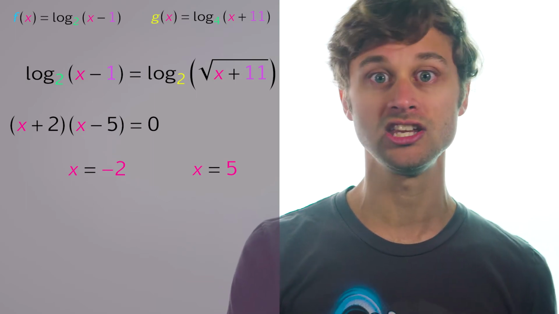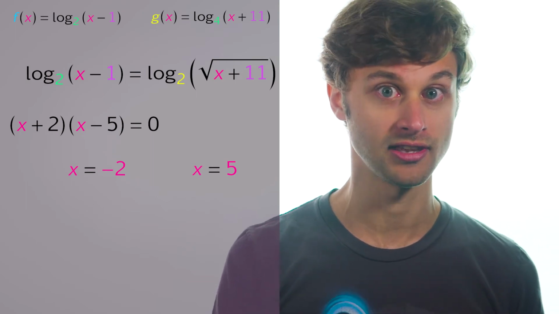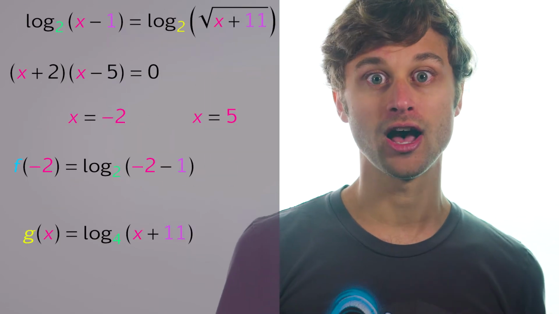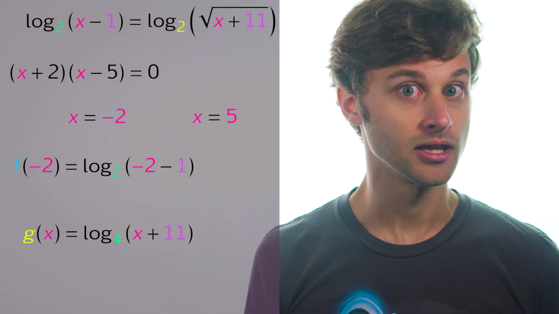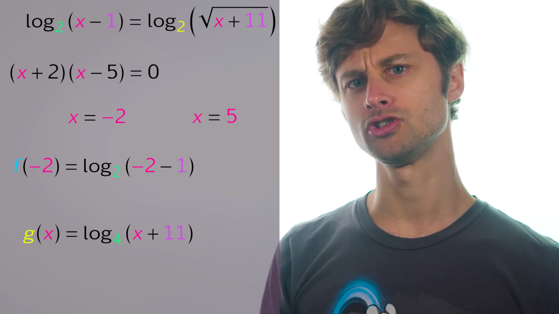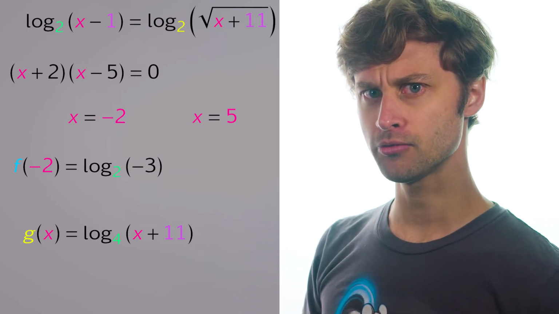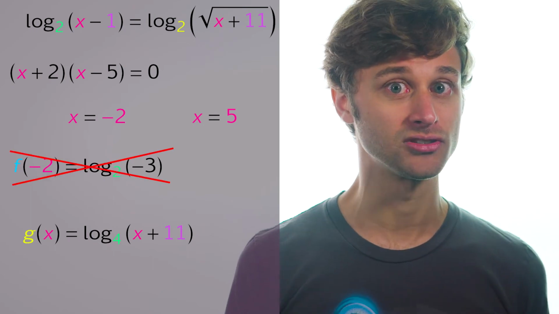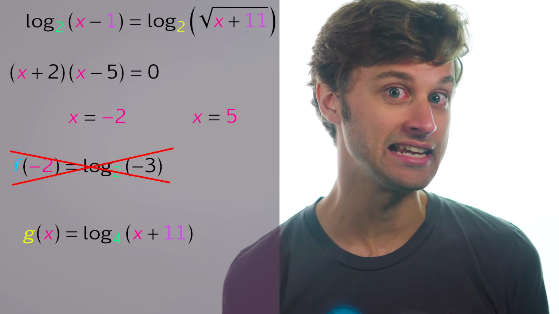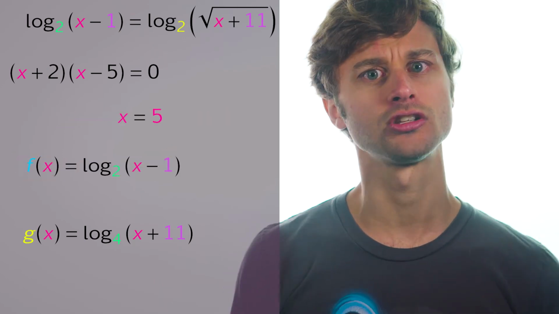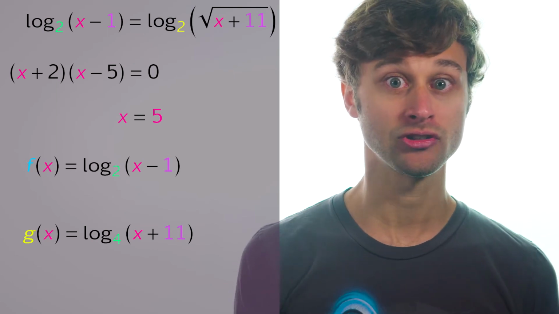So let's plug each of them into the functions f and g just to make sure that they give valid solutions. So f of −2, for instance, is log base 2 of (−2 − 1), which is equivalent to log base 2 of −3. But remember that the argument of a log can't be negative, so −2 is actually an invalid solution to this problem. So we're left with a solution of +5. Let's make sure that works.